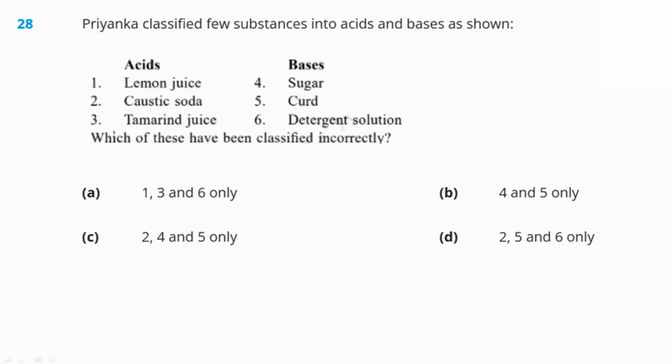Next, Priyanka classified a few substances into acids and bases. Which of these have been classified incorrectly? Lemon juice is an acid, caustic soda is not an acid, and tamarind juice is correct. Sugar is not a base, curd is not a base, and detergent is correct. So 2, 4, and 5 are incorrectly grouped. So 2, 4, and 5 only. Option C is our right answer.